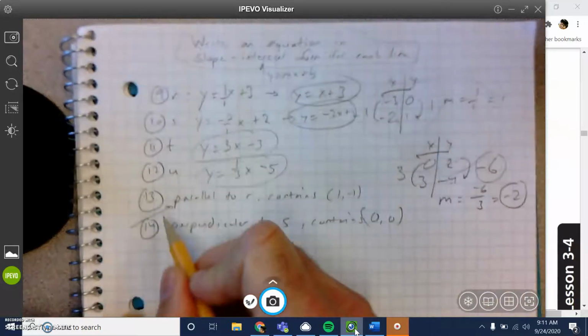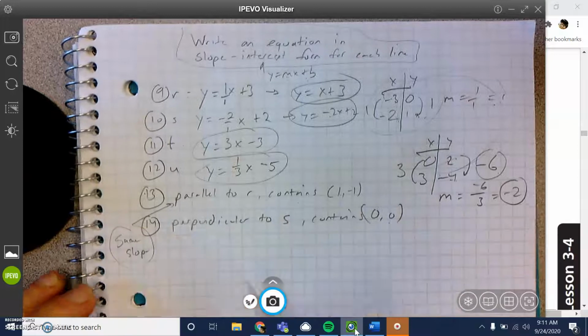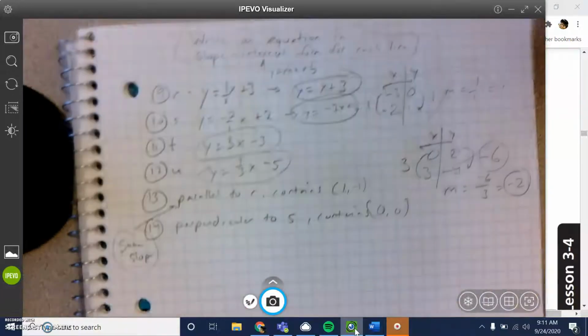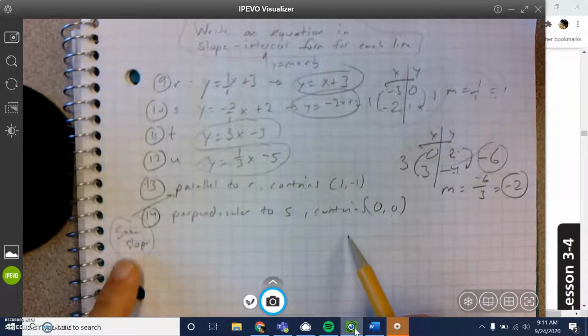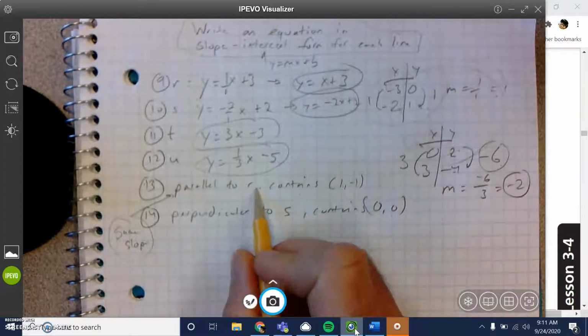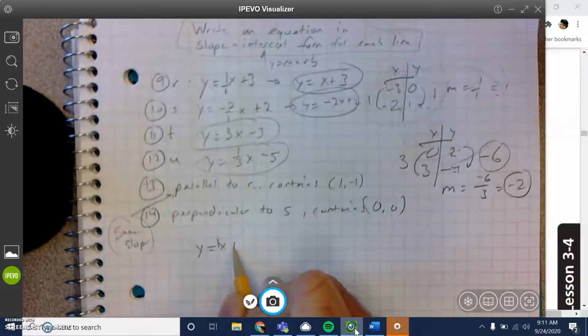So parallel lines have what kind of slopes? Yeah, same slope. Pay attention to this. You're going to have to do the same thing on your own in a second. These two problems is what I'm focused on. The rest is prelude. So same slope. So R we already have as y equals 1x plus 3.